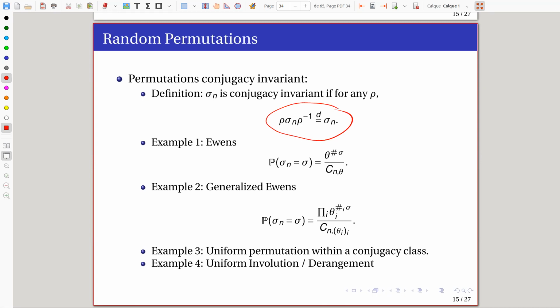The first one is known as the Ewens model. For this model, you put some parameter theta to the power of the total number of cycles of the permutation, and you divide by some normalization constant. This model appears in biology, for mutation, and every cycle will represent a population that has some property, for example, the color of eyes or something like that. And there are other generalizations that depend on cycles of length i, and so this class is really very, very large.